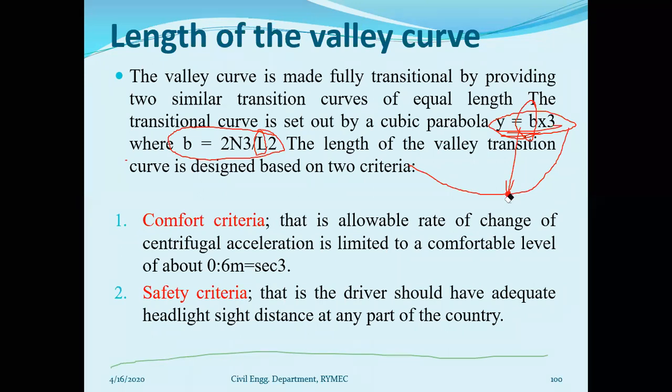Why are we going to determine this lowest point? Because at the lowest point we are going to get the least amount, or minimum, sight distance. In the headlight sight distance, during the night case, you are going to get the minimum sight distance. For that reason only we are going to determine the lowest point on your valley curve.